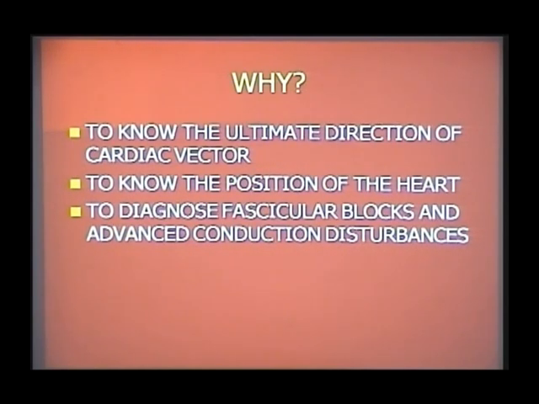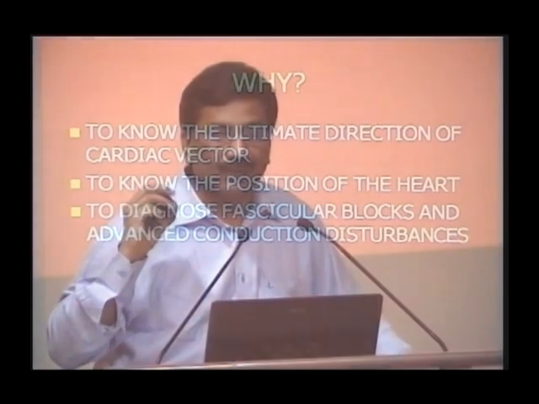I told you there are two fascicles in which bundle? The left bundle. So the left bundle has two fascicles, and it is possible to diagnose individual fascicular blocks: left anterior fascicular block and left posterior fascicular block. To diagnose that, you must know the axis. Only the axis deviation will tell us the fascicular blocks. So these are the three reasons for which we must know about the electrical axis.